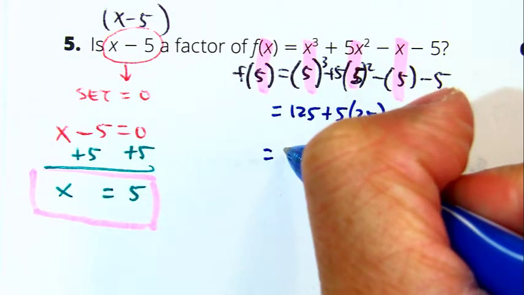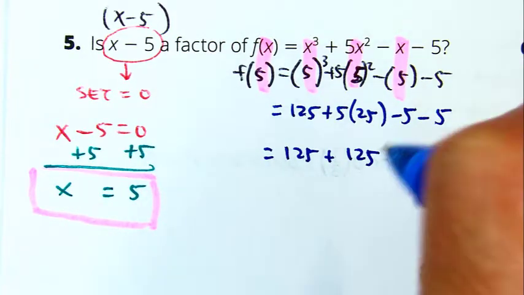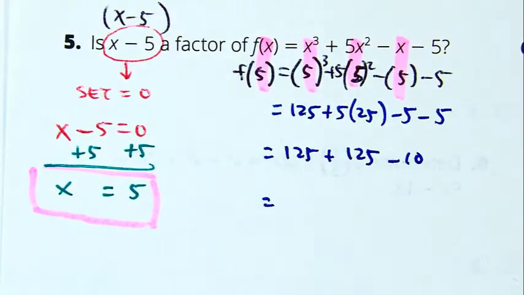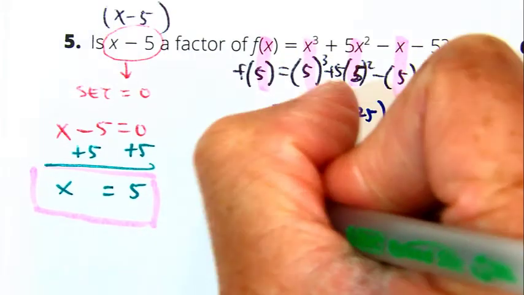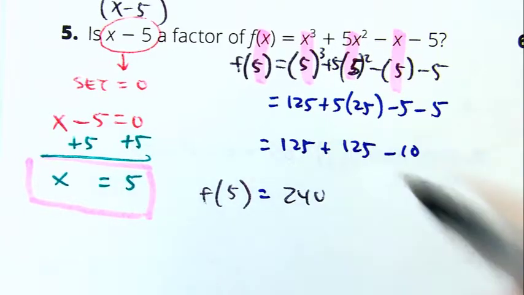That's 125 plus 125 minus 10. And all of that becomes? 140. 240. Raise your hand if you got 240.